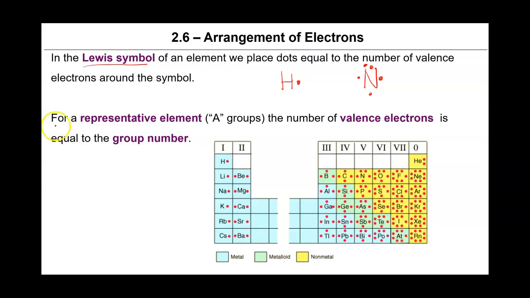And so that's it. It's really, really simple. And the important thing to remember is that for a representative element, one of those that's in the A groups of the periodic table, the number of valence electrons, or the number of dots that you will add to generate the Lewis symbol, is always equal to the group number. And that's a real simple way of showing the number of valence electrons that an element has.